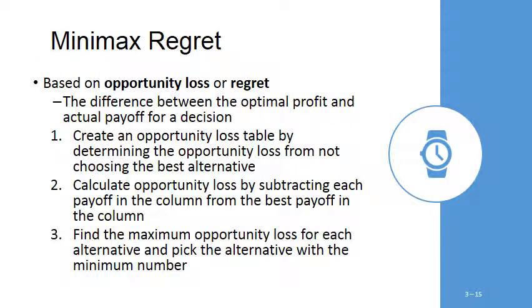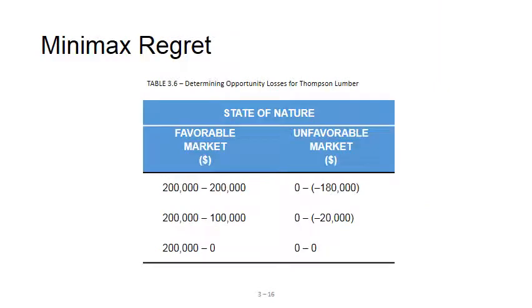The last decision model we will discuss is aimed at minimizing your regret on choosing the wrong decision. This model is called Minimax Regret. Take the minimums of the maximums on an opportunity loss table. The first step is to create an opportunity loss table. To calculate opportunity loss, you subtract each payoff in the column from the best payoff in the column.